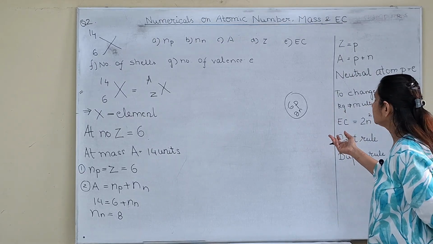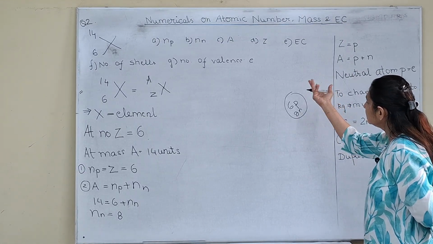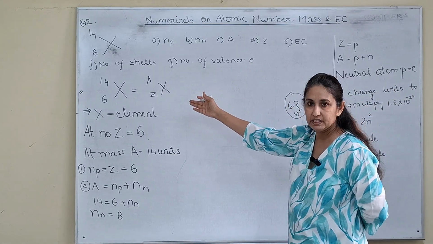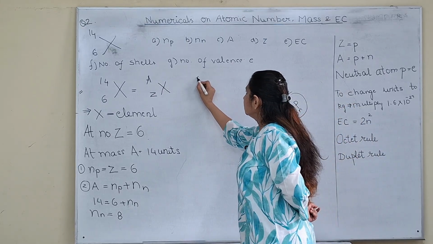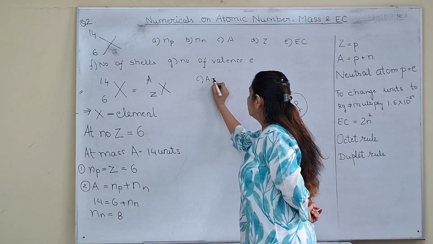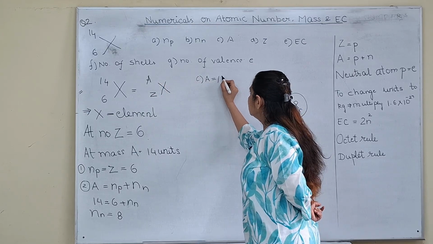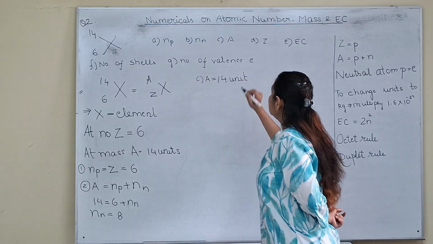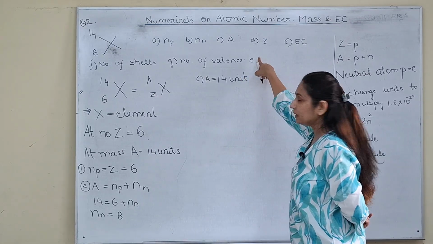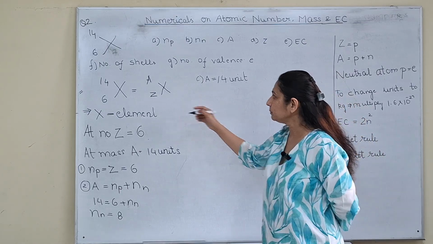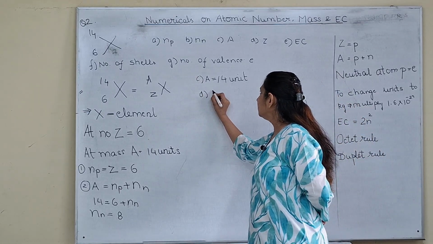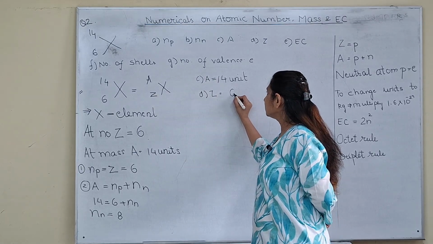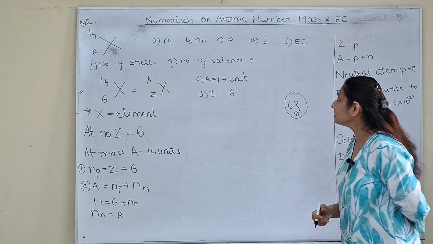Now atomic mass we directly read from the symbol itself. It's given, we only have to write the unit. Then atomic number is also directly given in the lower number, so that's 6. Isn't this question a bit too easy?